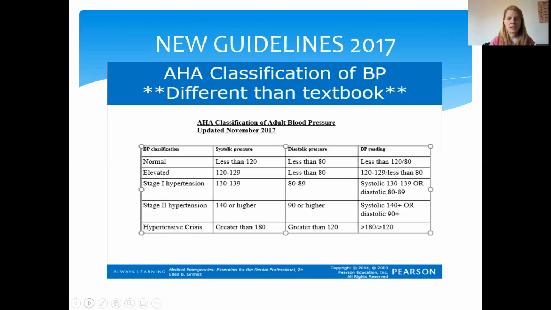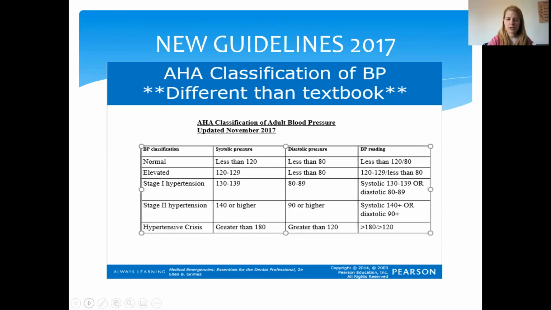Stage 1 hypertension is now 130 through 139 systolic, 80 through 89 diastolic. Stage 2 hypertension is 140 or higher, or 90 or higher. A lot of people fall under these hypertension stages now that were considered normal, even though they were above 120/80. A hypertensive crisis is now greater than 180 and greater than 120.